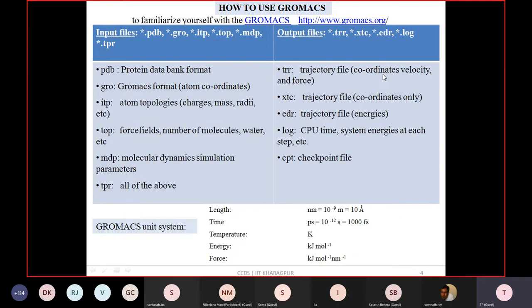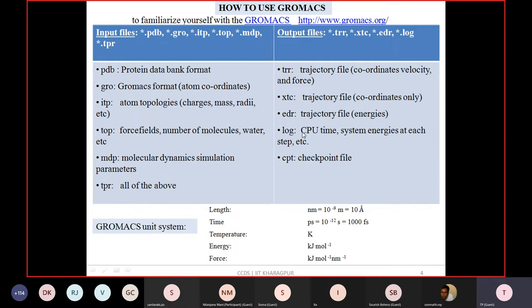What else do we generate from a simulation? There is the energy file, which comes with an EDR extension. All these files are binary files. You cannot open them, but you can use GROMACS tools for further analysis, like checking the potential energy of the system, the temperature of the system, and the average box length of the system, and so on. You can use this file to get some idea of that.